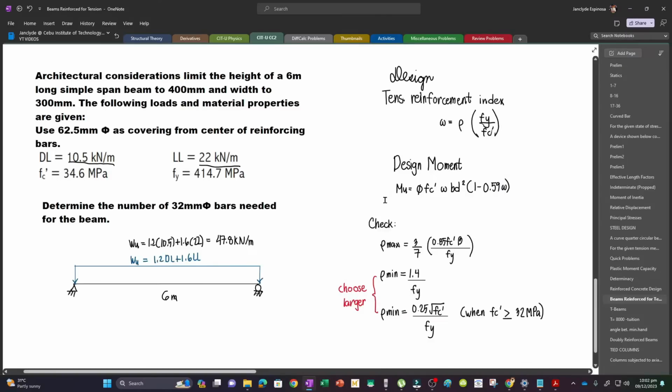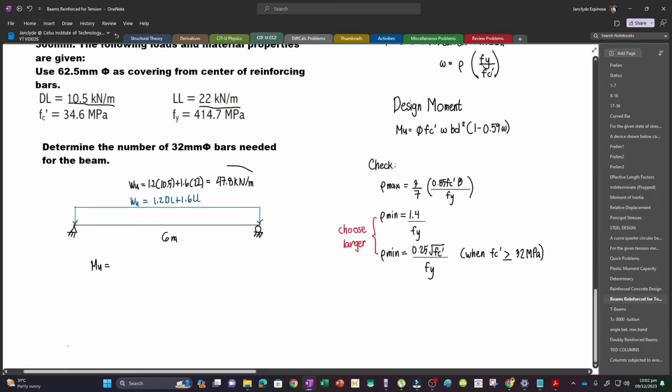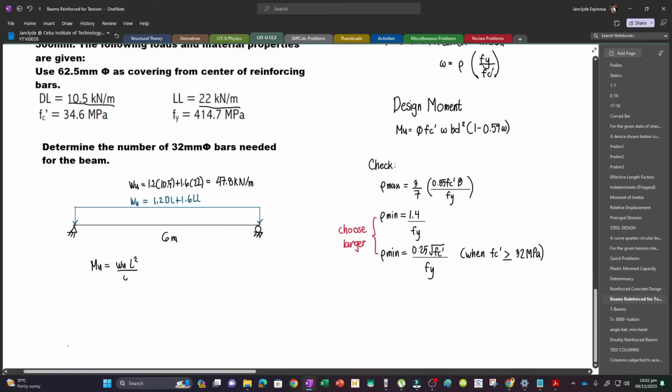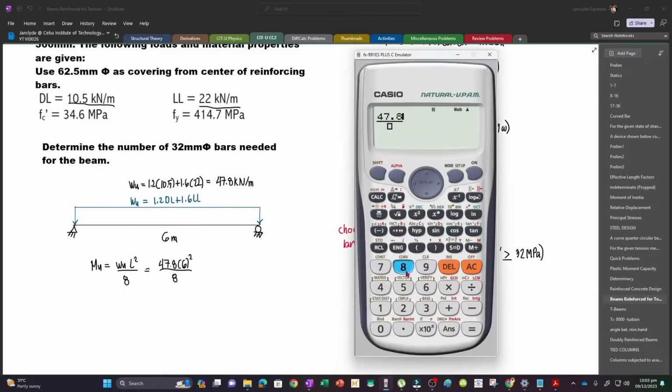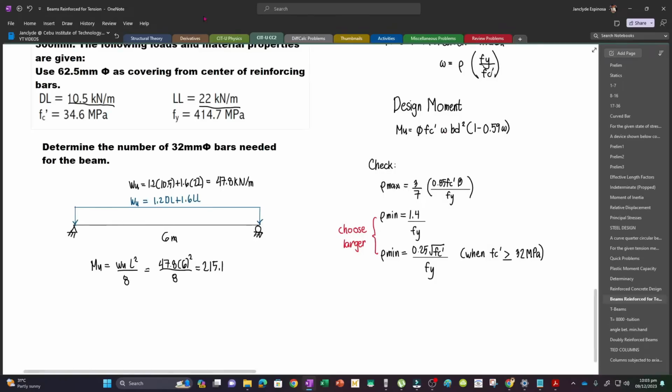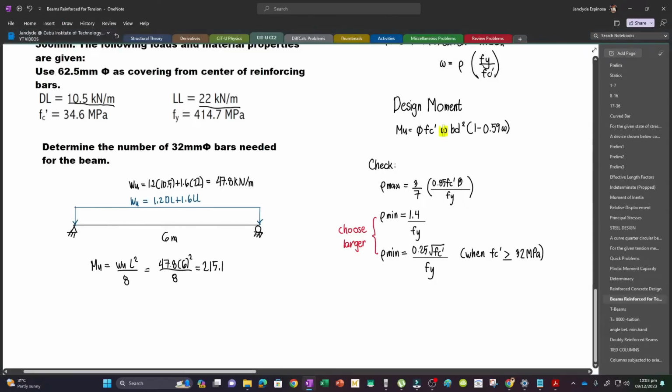Now we will first solve for Mu. Ang Mu nato kay ang moment nga caused aning ultimate nga load. So diba that will be Wu L squared over 8. Ang kani nga Wu kay ang ultimate load na. So that will be 47.8 times 6 squared divided by 8 which is 215.1 kN-m. Now ang atong first solvon is ang tension reinforcement index, kani nga omega.